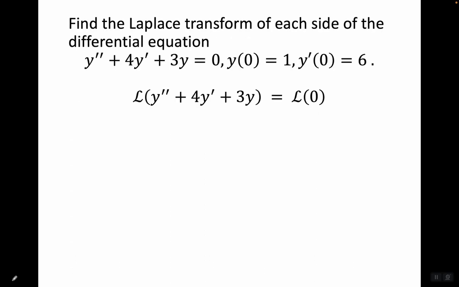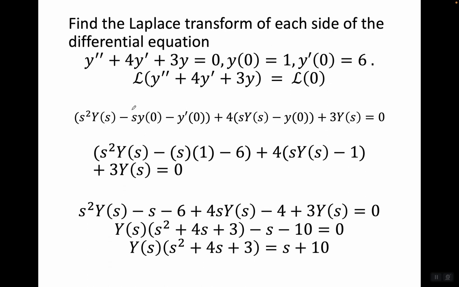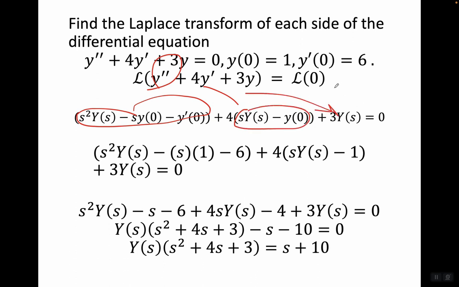We start by finding the Laplace transform of each side of the differential equation. So we've got the Laplace transform of y double prime plus 4y prime plus 3y equals the Laplace transform of 0. We're going to use these formulas for the Laplace transform of derivatives. Okay, so this is what we end up with. The Laplace transform of y double prime is going to look like this. 4 times the Laplace transform of y prime looks like this. Then 3 times the Laplace transform of y. And the Laplace transform of 0 is just 0.